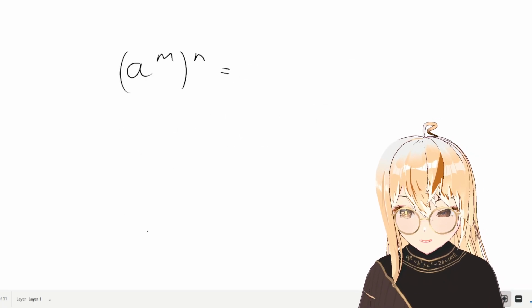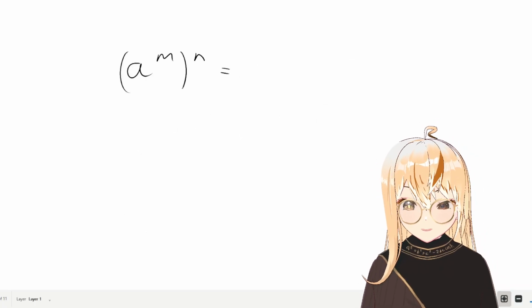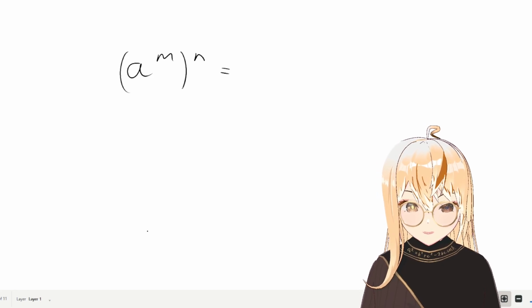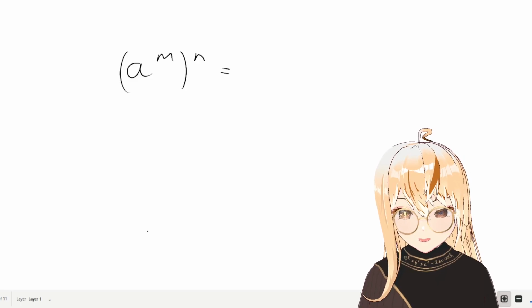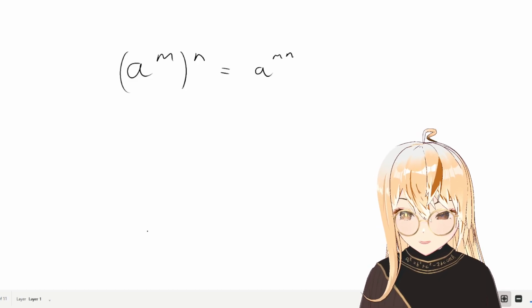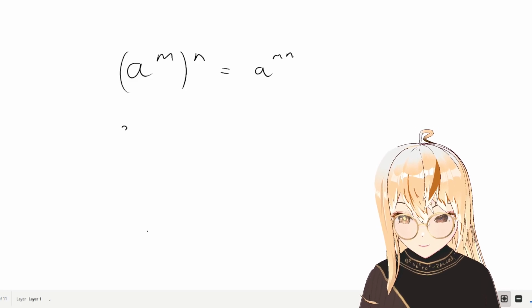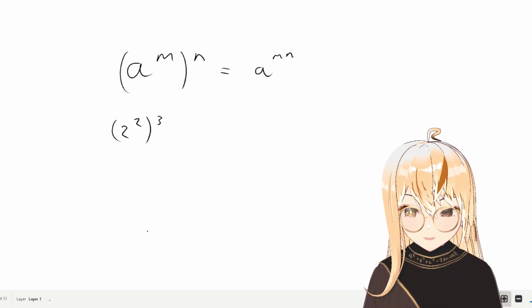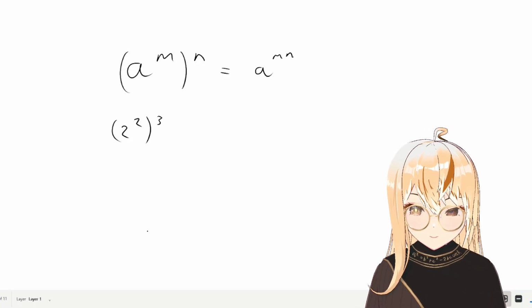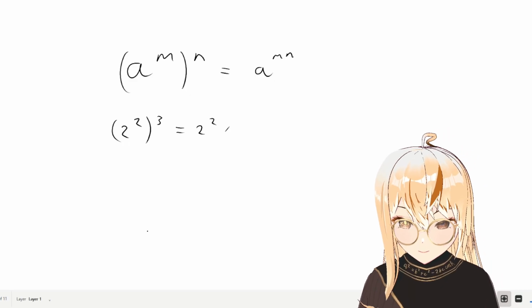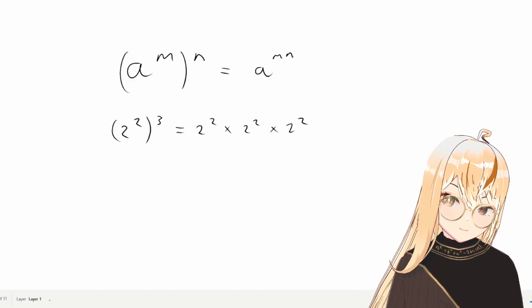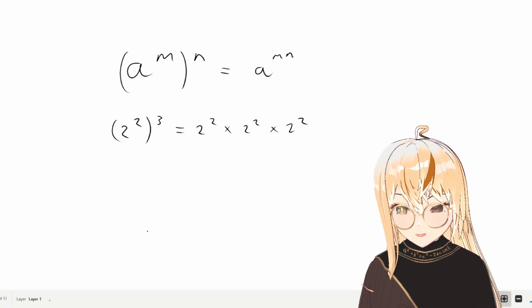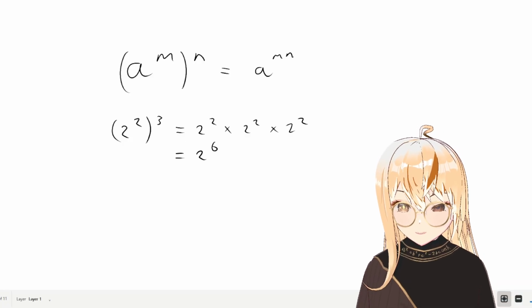Straightforward. Now, when we've got brackets and a power outside of it, we're going to multiply the powers together. So we'll get a to the m times n. Because, say if we had 2 to the 2 to the power of 3, that would just be like saying 2 to the 2 times itself 3 times. And using our law from before, we know that all we have to do is just add up the powers, and then we would get 2 to the 6.